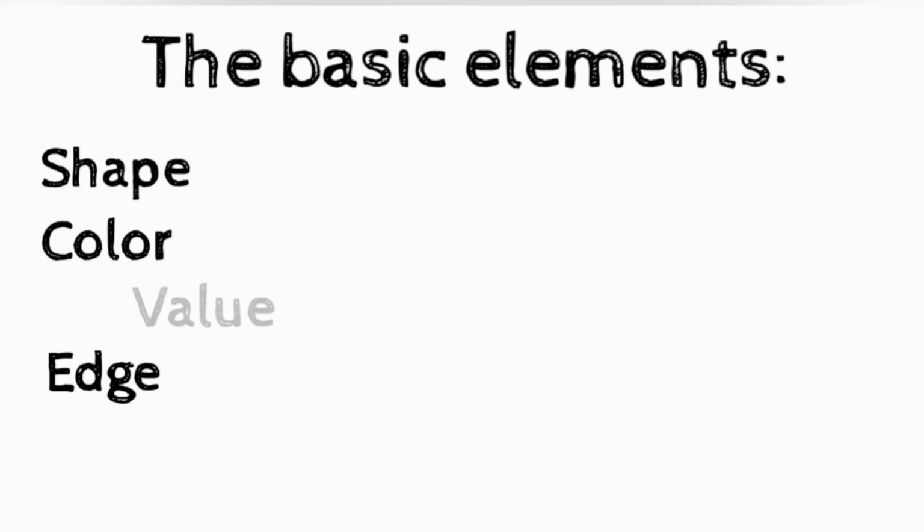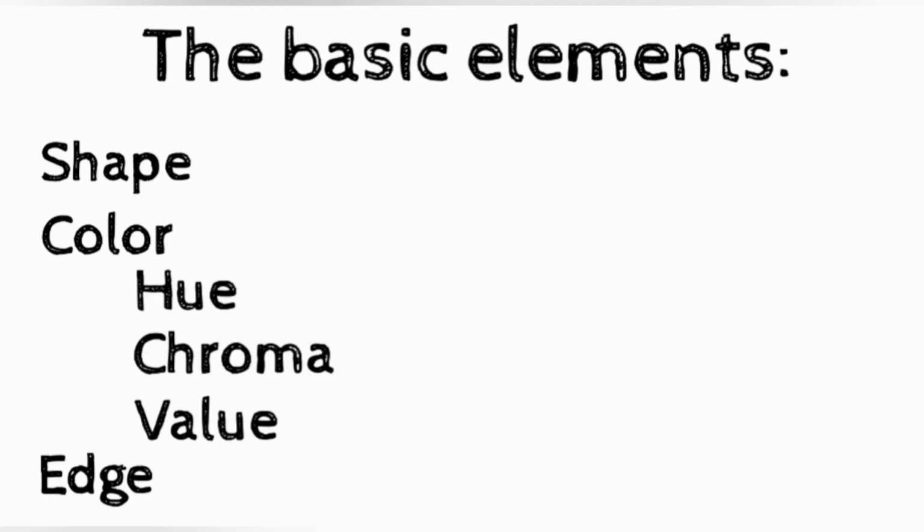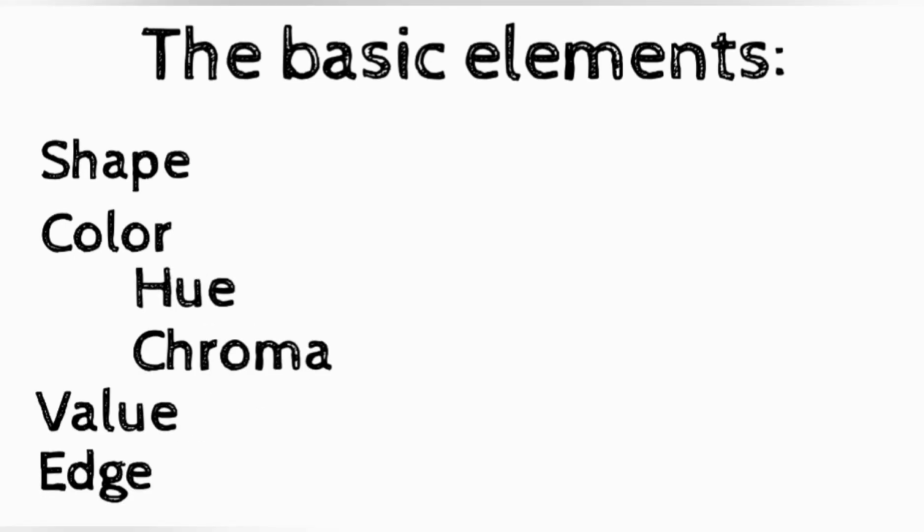And when we are drawing, it's the only sub element of color that we can see through our eyes. When we start painting, we introduce the other two sub elements, hue and chroma. Okay, so now let's go over these elements one by one.